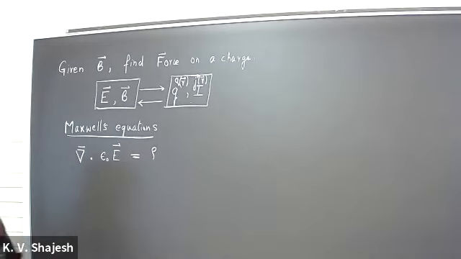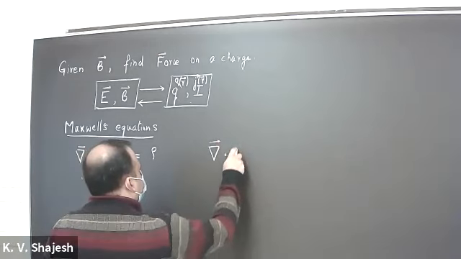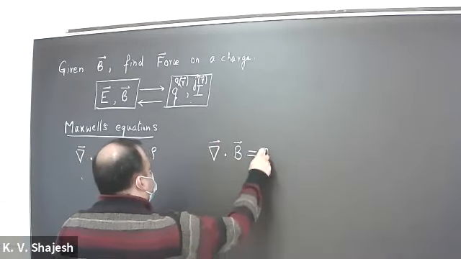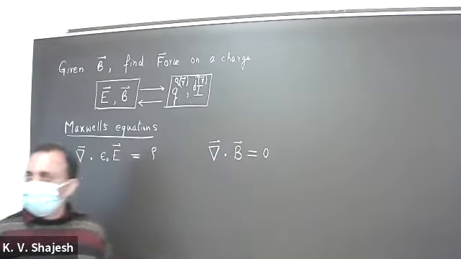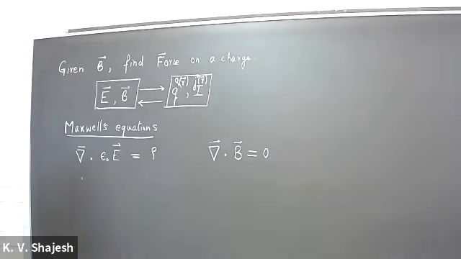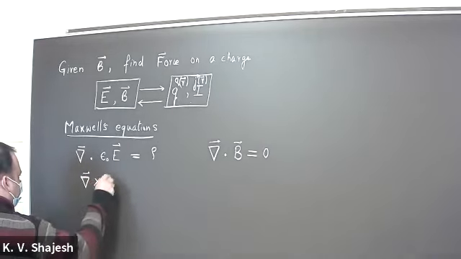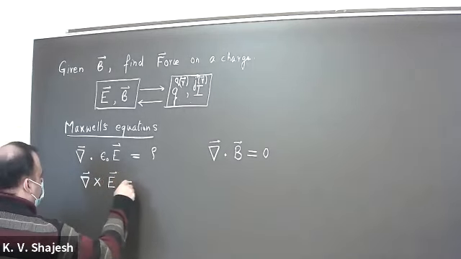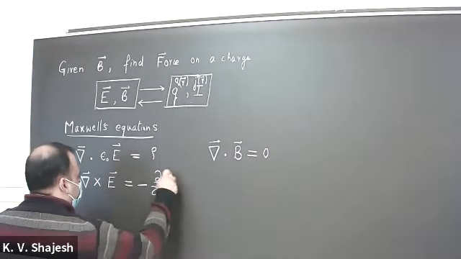Second one. Divergence of B is 0. Divergence of B is 0, okay. Which says that there are no charges for magnetic field. There's no monopole. The north pole and south pole of a magnet can never be separated. Then we have curl. Yeah, the curl one. The curl of E is the negative change with respect to time of the magnetic field.